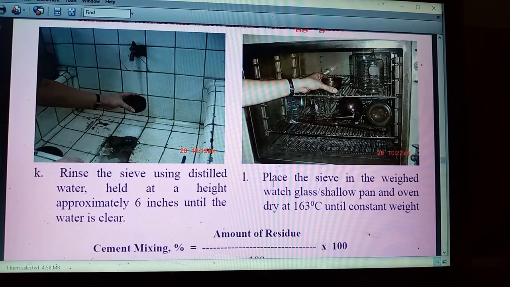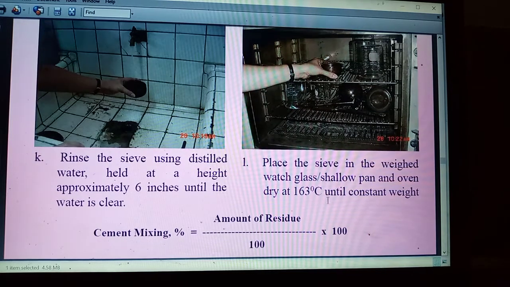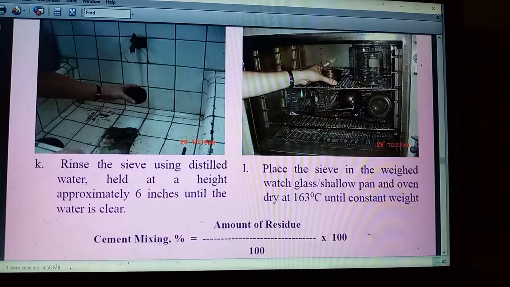Okay? Then, lastly, place the sieve in the weighed watch glass or shallow pan. Okay? Ito, ilagay mo dyan sa any types of pan na pwedeng initin. And then, so, initin mo ng 163 degrees. So, the cement mixing niya in percent is amount of residue divide 100 times 100.